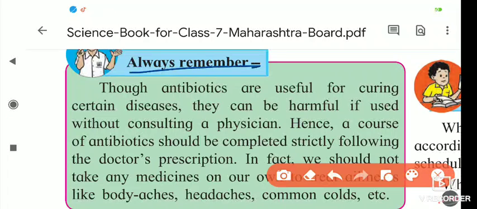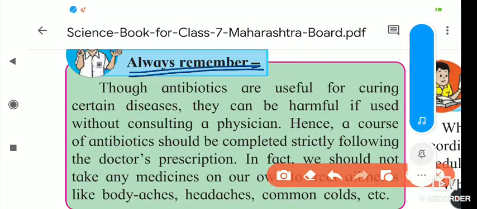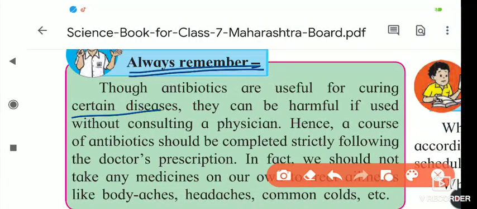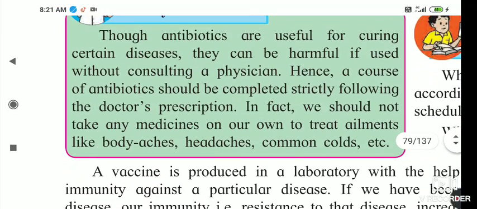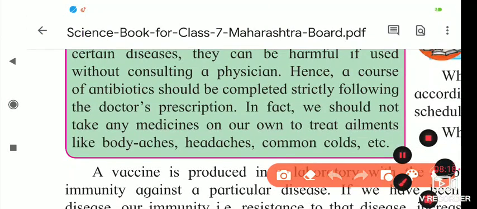So always remember the point given here. Though antibiotics are useful for curing certain diseases, they can be harmful if taken without consulting a physician. They are useful, but we have to take the doctor's advice, observing the symptoms of the body. Hence a course of antibiotics should be completed strictly following the doctor's prescription.